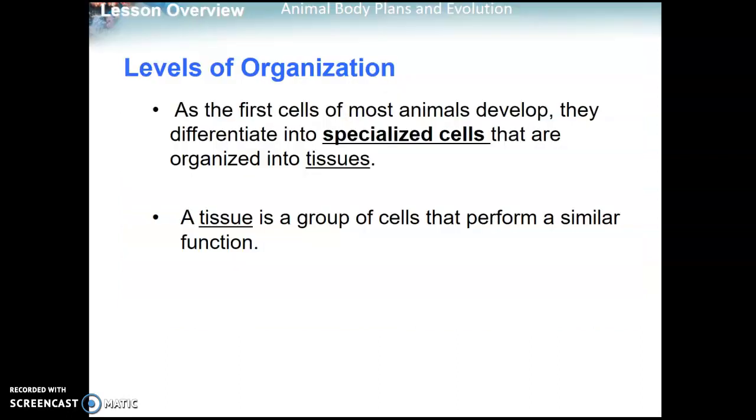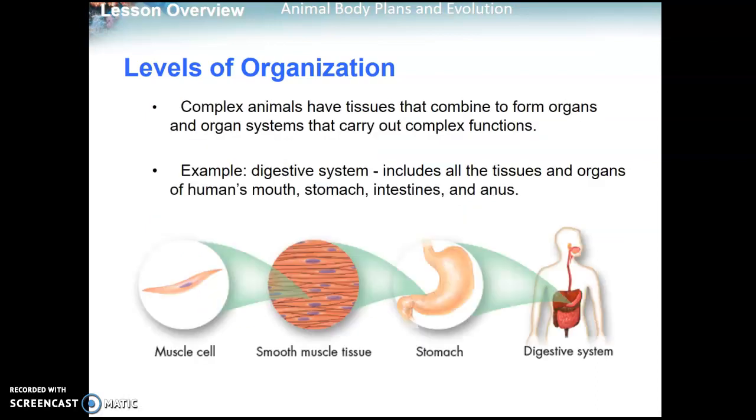So as cells of most animals develop, they get differentiated, which means they turn into specialized cells that do specific jobs. These specialized cells get organized into tissues. And remember, a tissue is a group of cells that do the same job. Complex animals, like people, have tissues that combine to form organs and organ systems.